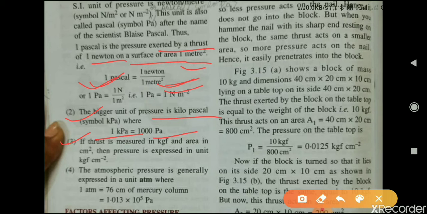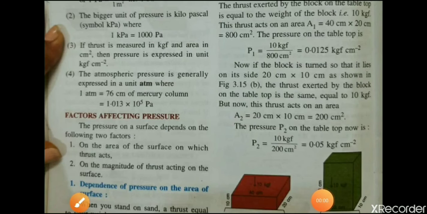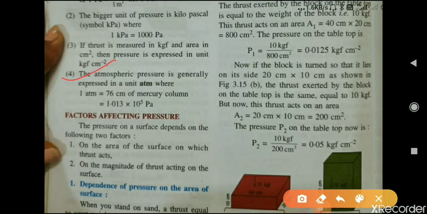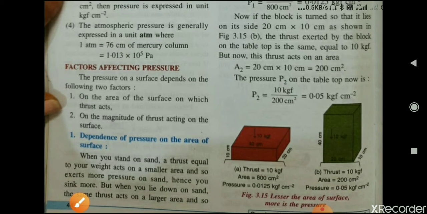Third, if thrust is measured in kgf and area in centimeter square, then the pressure is expressed in the unit kgf per centimeter square. Fourth, the atmospheric pressure is generally expressed in the unit atm, where 1 atm is equal to 76 centimeter of mercury column, that is 1.031 into 10 raised to the power 5 Pascal. Okay. Now, factors affecting pressure.